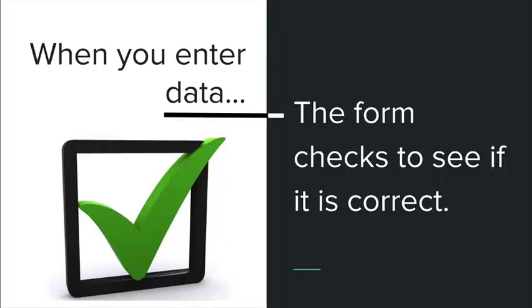When you enter data, the form checks to see if it's correct. If it's correct, the application allows the data to be submitted to the server and usually saved in a database. If not, it gives you an error message to explain what you've done wrong. Why does this happen?